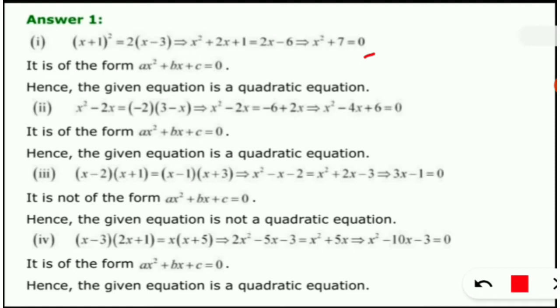Here x term is missing, but the highest degree of x is 2, that's why this is a quadratic equation. Or it can be written as x square plus 0 into x plus 7 equals to 0. Clear? So it is of the form ax square plus bx plus c equals to 0, hence the given equation is a quadratic equation. Clear? Is a quadratic equation.